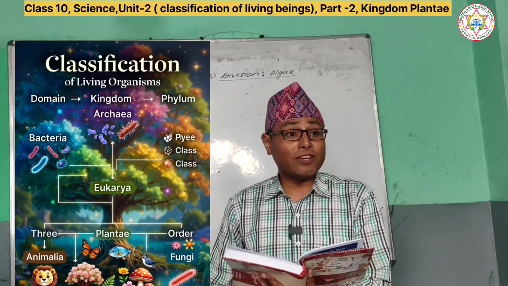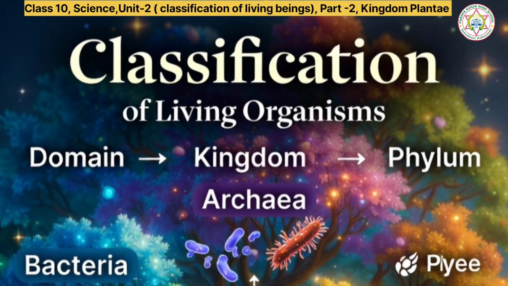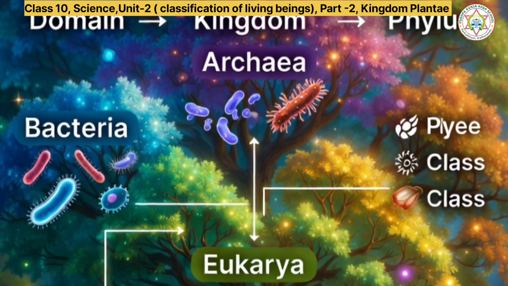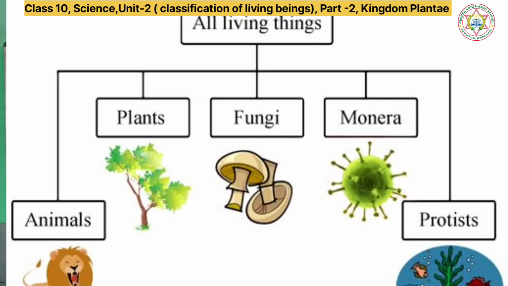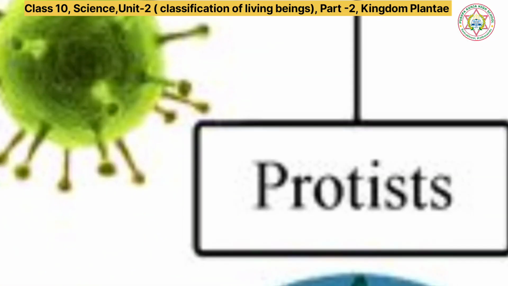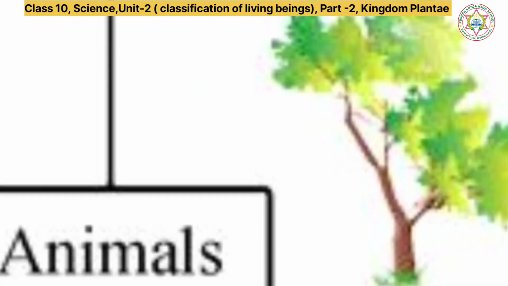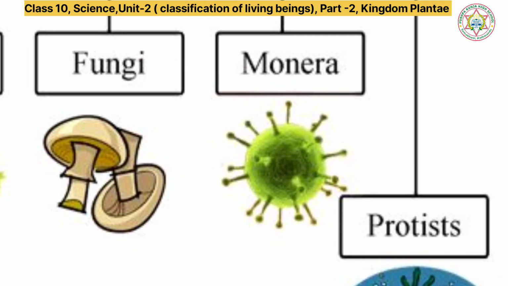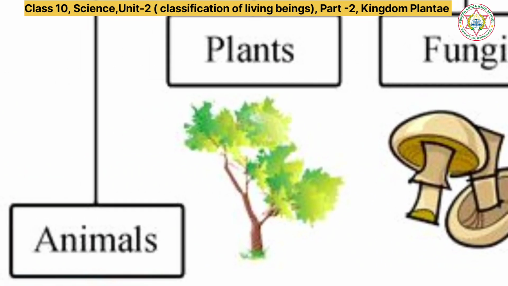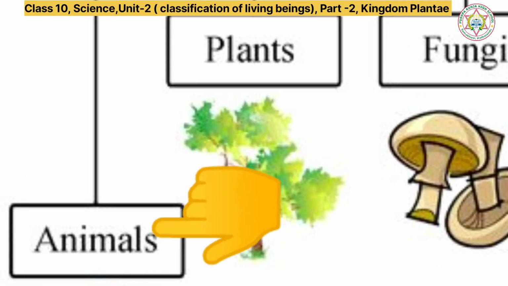So we are studying classification of living organisms, and we are studying the 5 kingdom system of classification. In the 5 kingdom system there are 5 kingdoms: Monera, Protista, Fungi, Plantae, Animalia. 3 kingdoms we study in class 9. In class 9 you have studied about Monera, Protista and Fungi. In class 10 you will study 2 kingdoms, that is Plantae and Animalia.